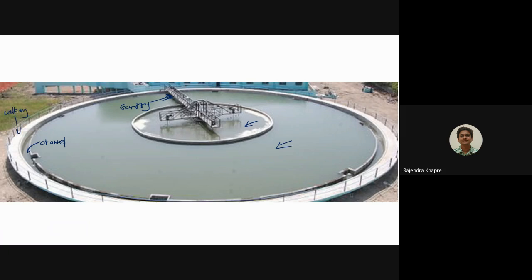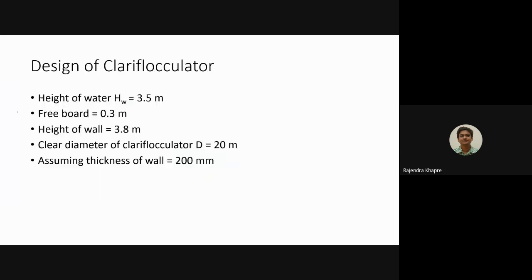Okay, so we have to design all these components now. So let us quickly start with the design of this clariflocculator wall. If you see the picture, the clariflocculator looks like this. We have a central shaft over here, and in between there is a partition wall. So we are designing this wall. This is the most important wall, and this will be subjected to huge amount of water pressure, right?